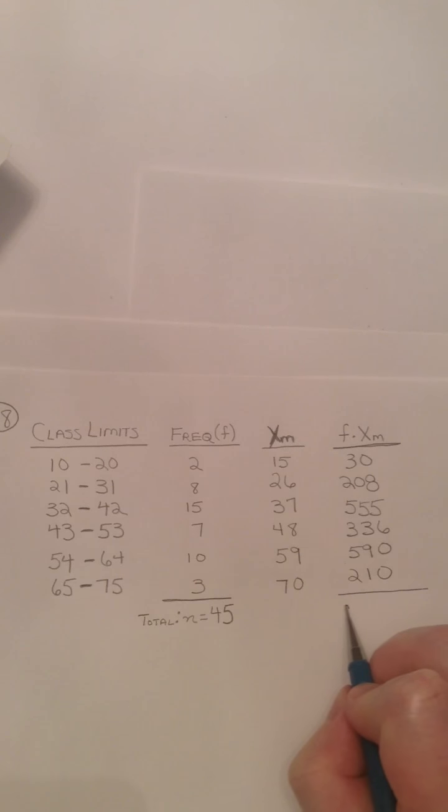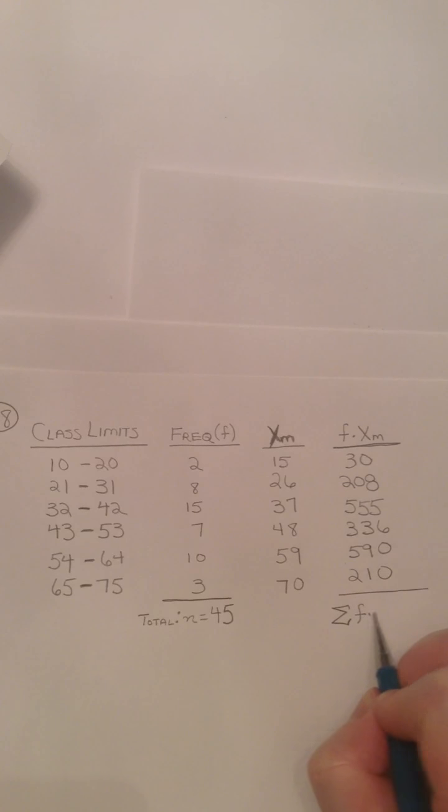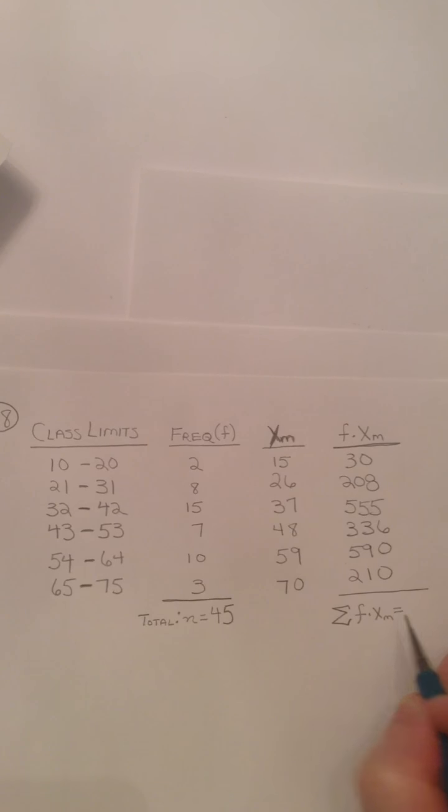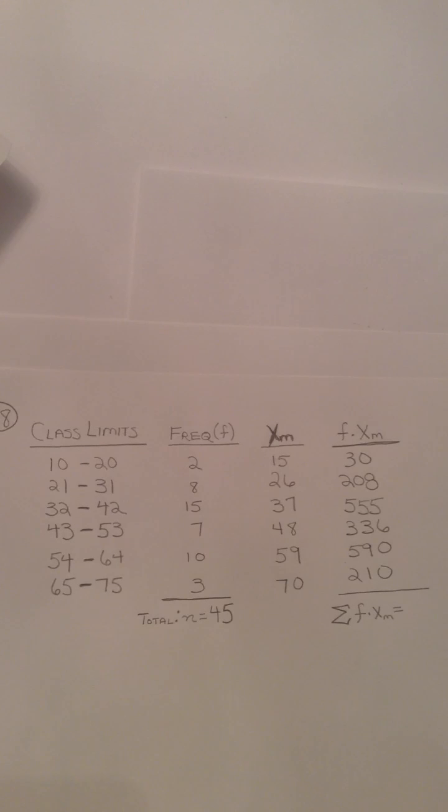And if we add these numbers together, symbolically represented by the sigma sign, we have the summation of f times x sub M. Adding 30, 208, 555, 336, 590, as well as 210, the numbers add up to 1929.